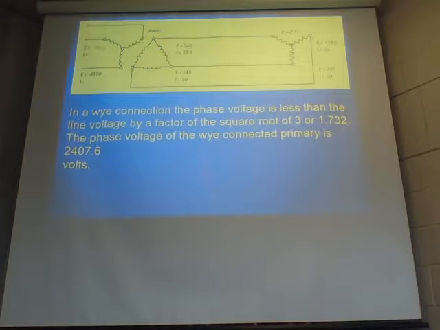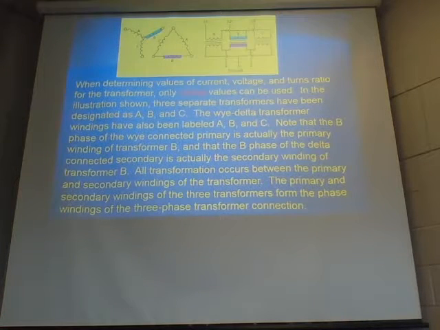In a Y connection, the phase voltage is less than the line voltage by a factor of square root of 3. Phase voltage of the Y connected primary is 2,407.6 volts. 4170 divided by square root of 3, 2407.6. When determining values of current, voltage, and turns ratio for the transformer, only the phase values can be used.